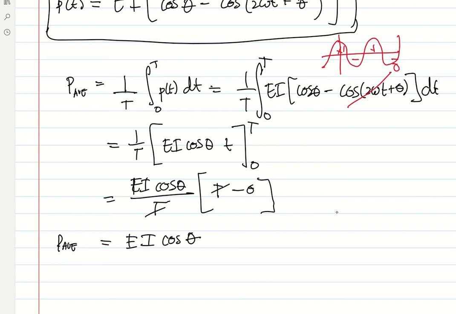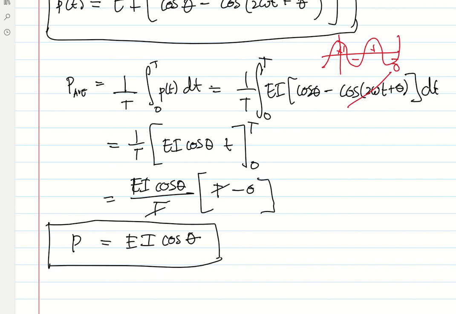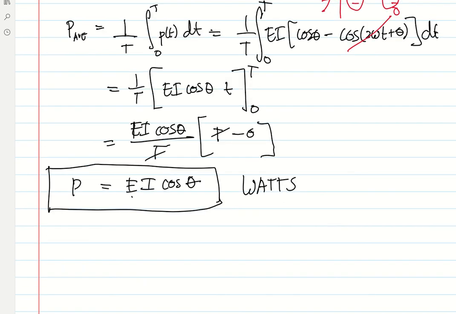And this will be, later on, or even if you don't write that as the average, you can just put it as P. This is the general formula for the power in an AC circuit. And the unit for this is watts. And again, E here is the RMS value for the voltage, and I is the RMS value for the current.